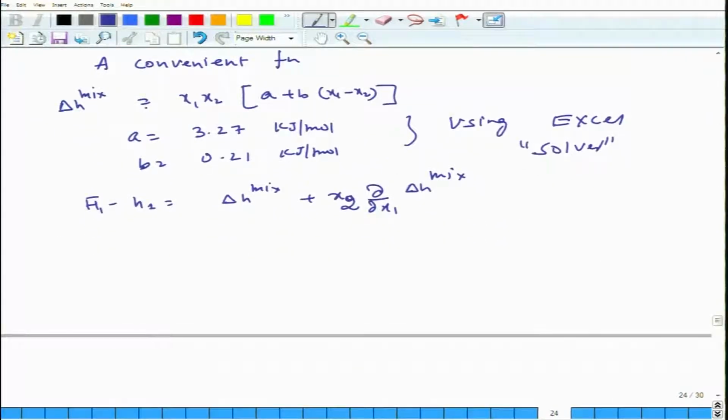Okay. And similarly I can write it for H2 also. So, now delta H mix is known. I can take the partial derivative of this expression, delta H mix, with respect to x1. What do I get? x1 x2 [a + b(x1 - x2)], and this can be further simplified.